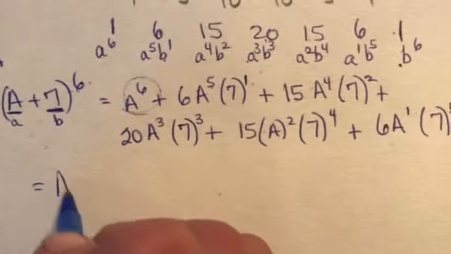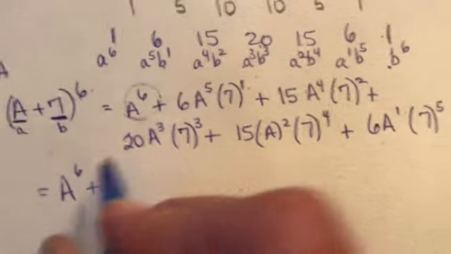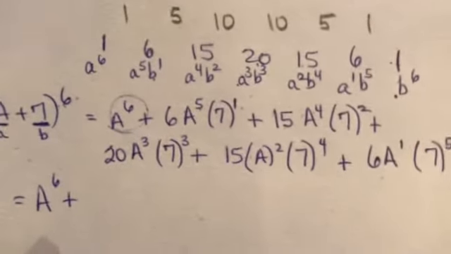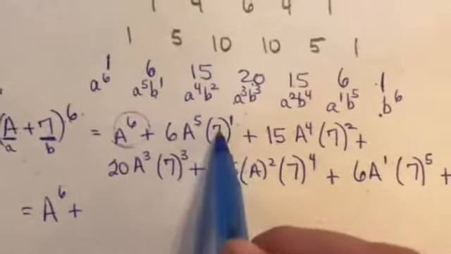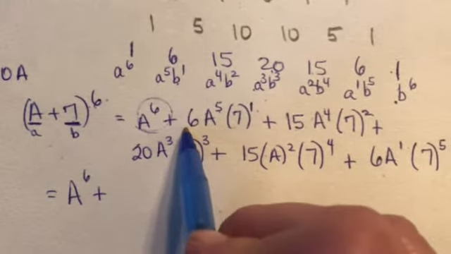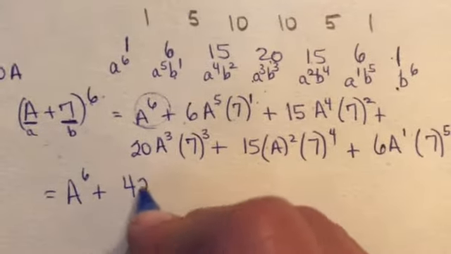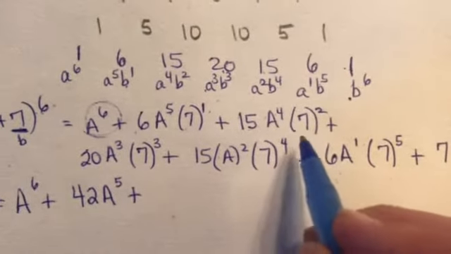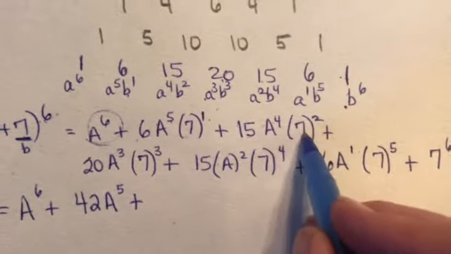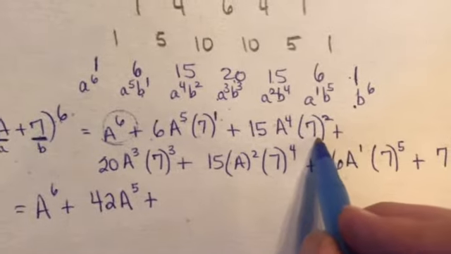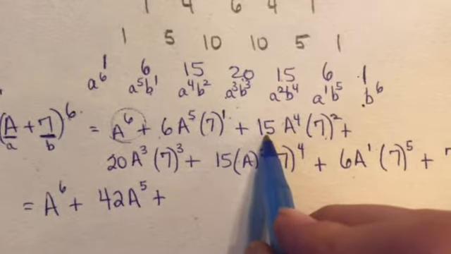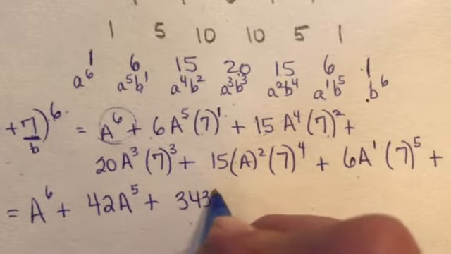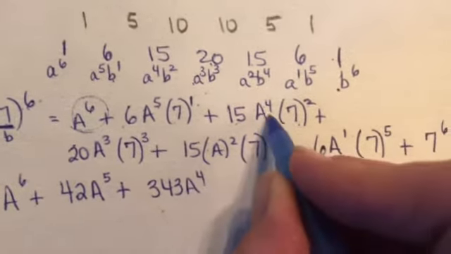So my answer is going to be a to the 6th. I can actually even do this in my head. Remember to do order of operations, so you do exponents first. So I've got 7 times 6, so I'm going to have 42 a to the 5th. Okay, then I'm going to do this. 7 squared is 49. In your calculator, hit 49 times 15. 49 times 15, by the way, I think it's 735, and that's going to give me a to the 4th.